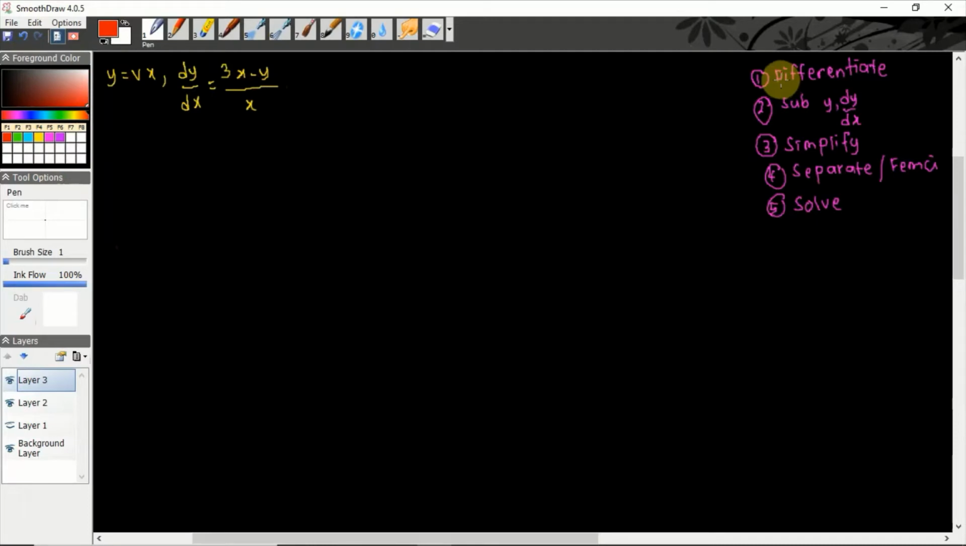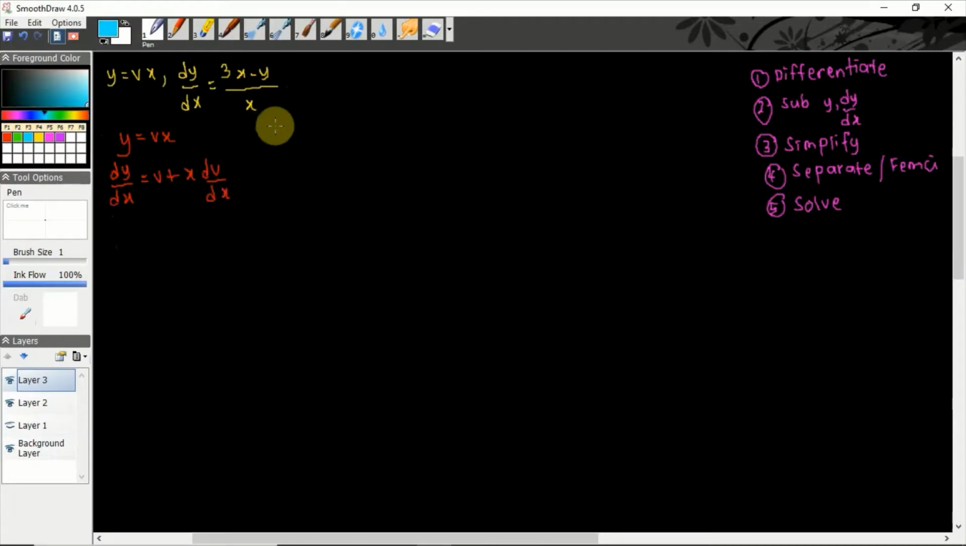The first step is we differentiate. Differentiate what? Differentiate what they give you to sub. So we have y equals vx. So differentiate, we will get dy/dx equals v, and x is a variable, so to differentiate, use the product rule. V stays, x differentiate is 1, plus x stays, v differentiate is dv/dx.